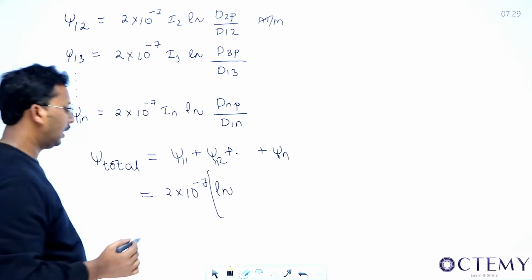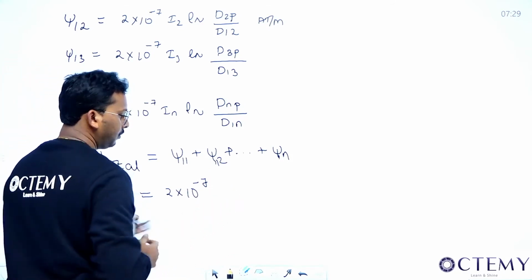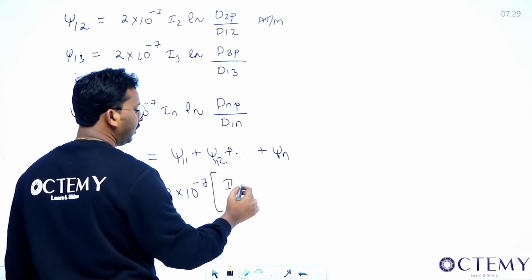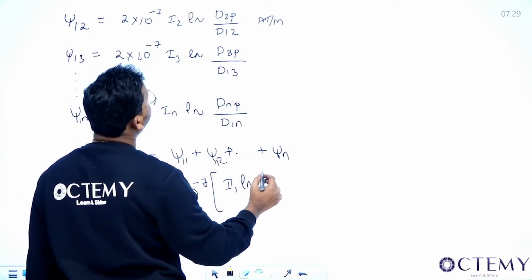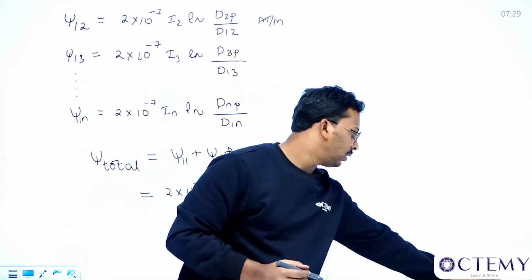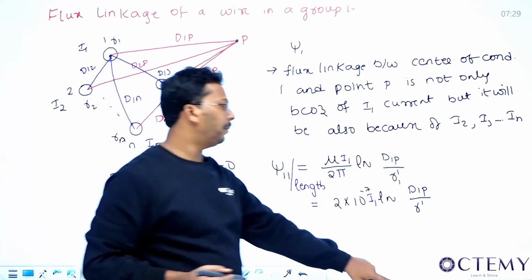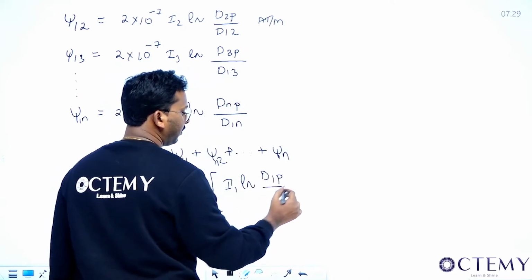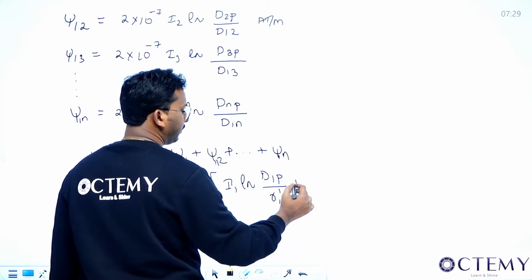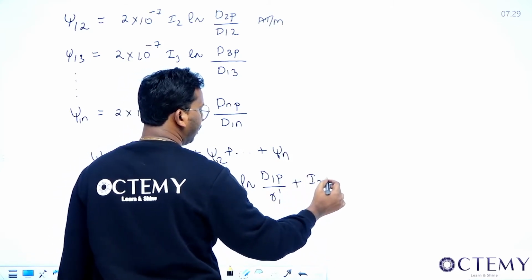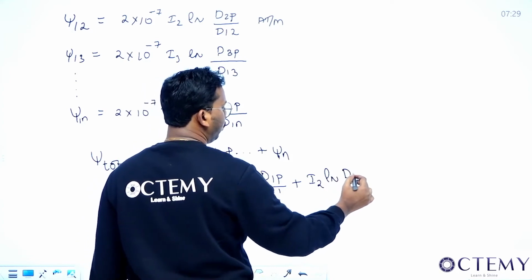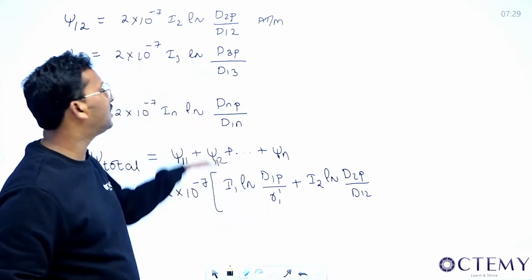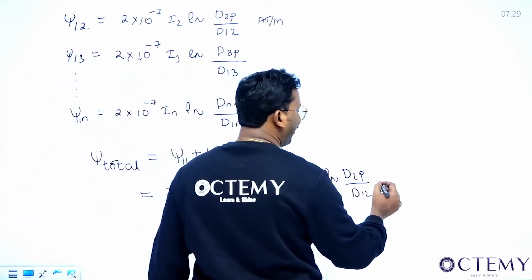This is how much? First one is I1 into ln D1P divided by R dash. Plus I2 into ln D2P divided by D12. Or yeah, D2P, distance between the second one and P, D12. Plus and so on.